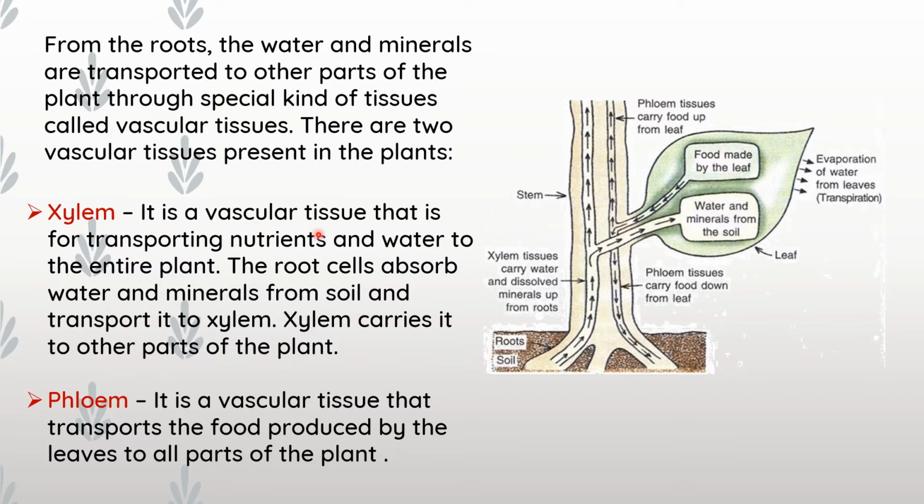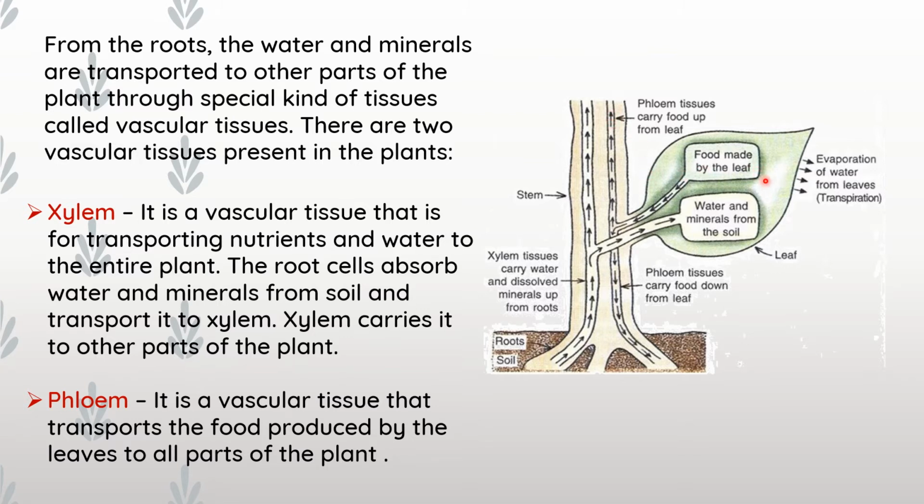Xylem is a vascular tissue for transporting nutrients and water to the entire plant. The root cells absorb water and minerals from soil and transport them to xylem. Xylem carries them to other parts of the plant. The soil contains many minerals and water, and the xylem takes this water and minerals from the soil and gives them to other parts of the plant.